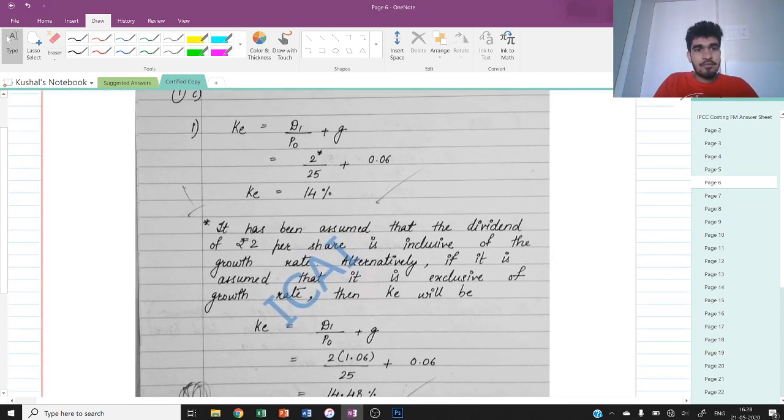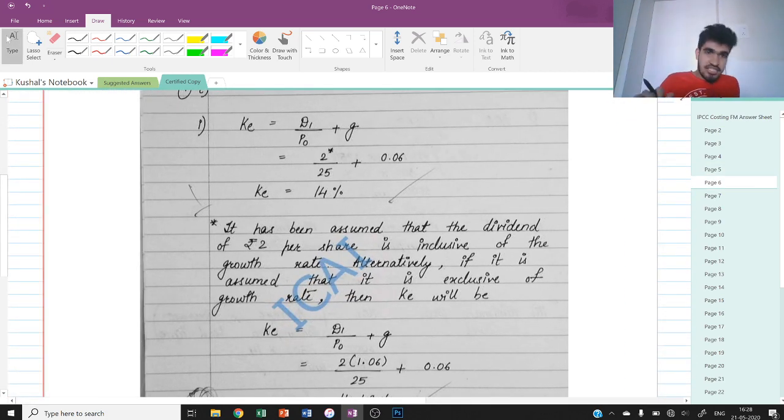The cost of equity is what? D1 upon P naught plus G. So that's quite simple. The K is D1 upon P naught plus G. Now D1 here should be the dividend which is already given in the question. See, I have written over here, it has been assumed that the dividend of rupees 2 per share is inclusive of the growth rate. Why? Because they had used the word expects to pay the dividend.